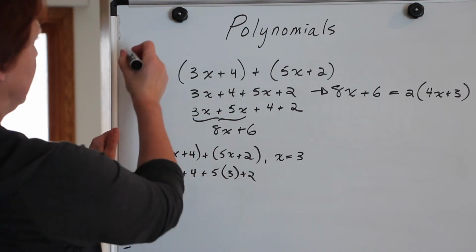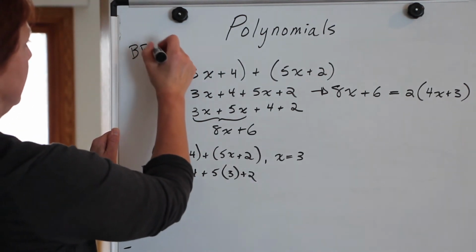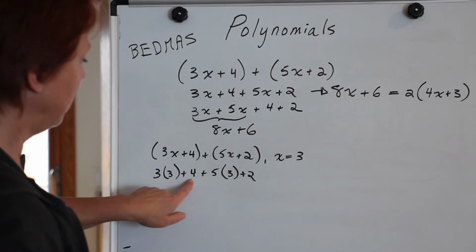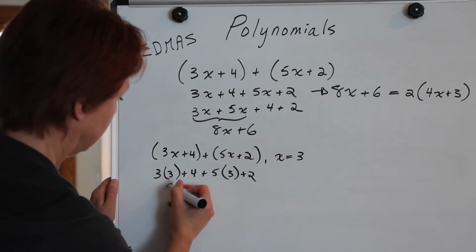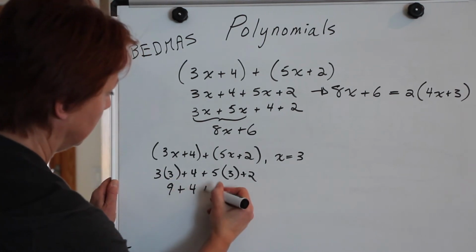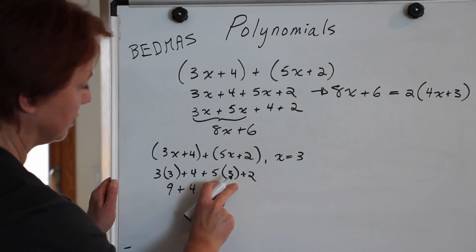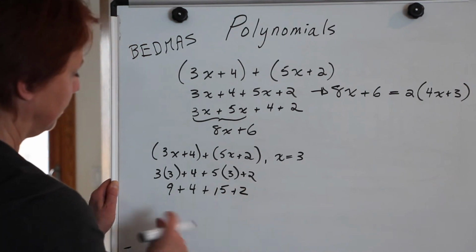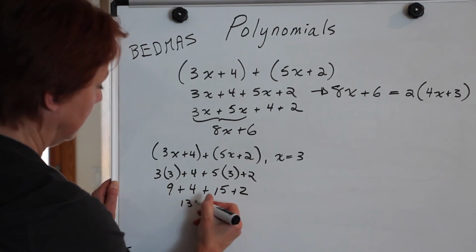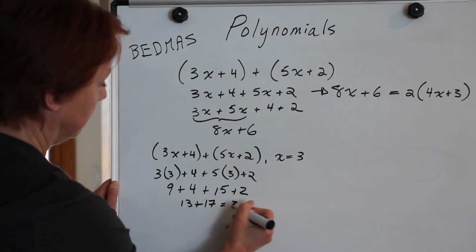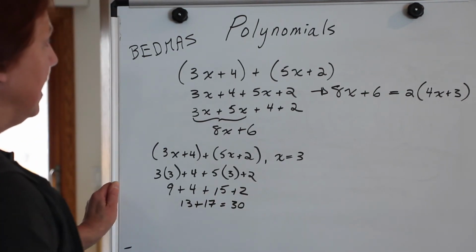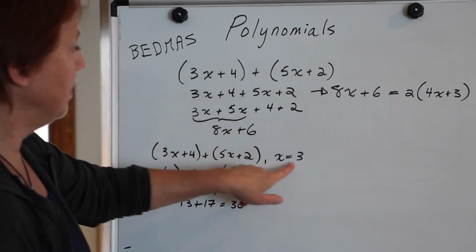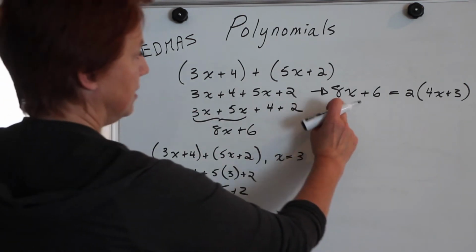So now we follow our BEDMAS rules. Okay, remember BEDMAS, multiplication comes before addition, so I don't add the 3 and the 4 here, I multiply first. So I get 9 plus 4 plus, I have to multiply these first, I can't add the 5, I have to multiply first. So 15 and then plus 2. And we add there and we get 13, and we add here and we get 17 for a final number of 30. Now, if this expression is the same as this one, or that one, then when I plug in 3, I should get the same answer. So let's use this one here.